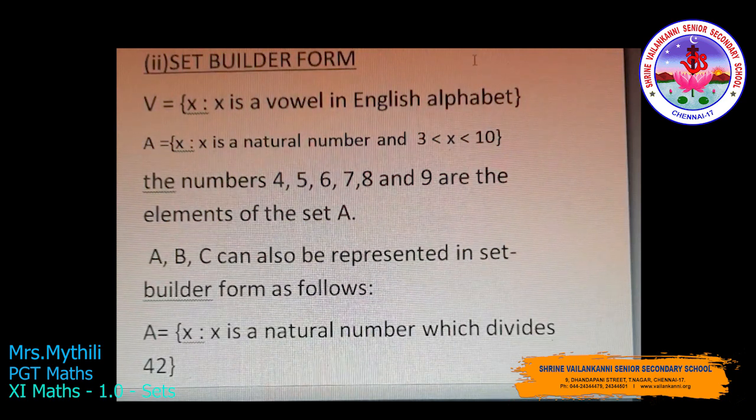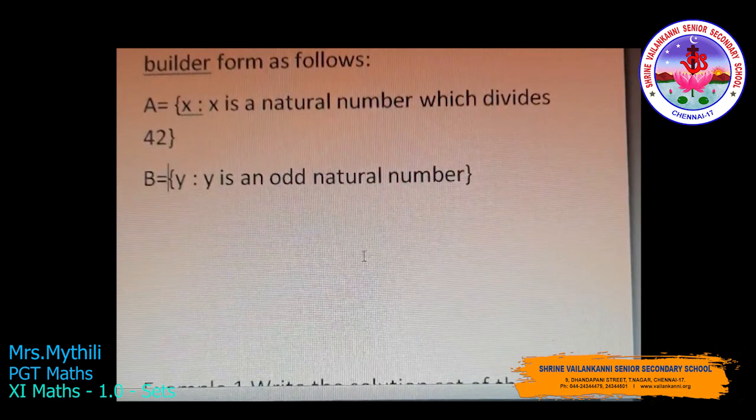A and B can also be represented in set builder form as follows. A equal to the set of all X such that X is a natural number which divides 42, and B equal to the set of all Y such that Y is an odd natural number.